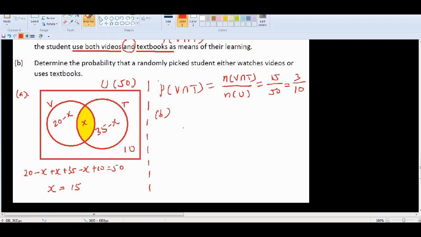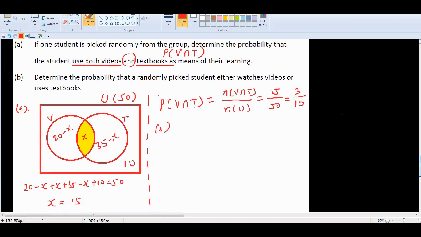Okay, let's try B. For B, determine the probability that a randomly picked student either watches videos or uses textbooks. It's V and T again, but this time it's "or", so that means it should be union, because of "either". You need to include all students who watch videos and all students who use textbooks. Anyone either watching a video or using a textbook should be included.